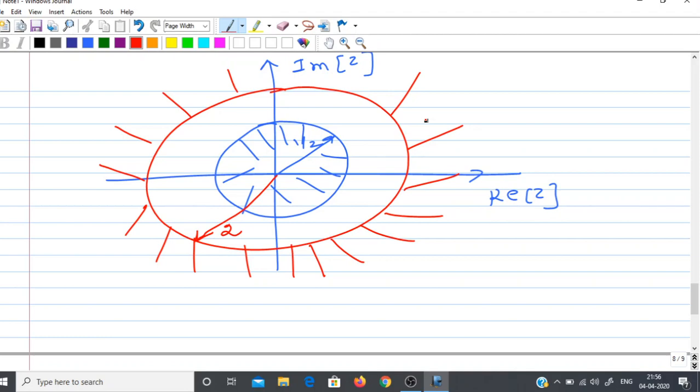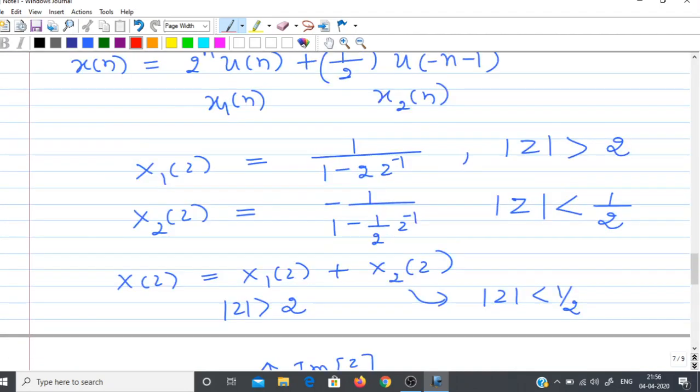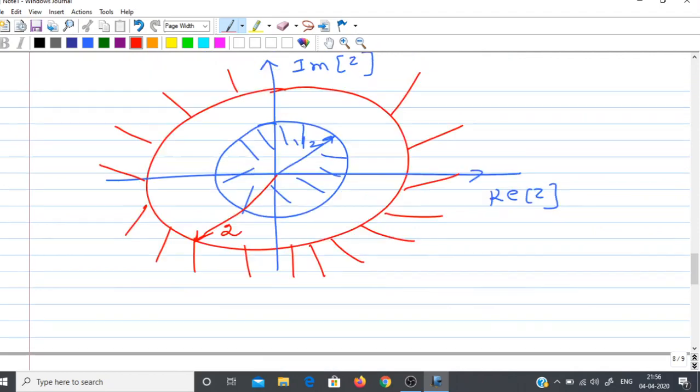Which region do we want? We want a region which is greater than 2 and less than half. There is no such common region which is greater than 2 and less than half. So that region is what? Null set. So there is no such region.